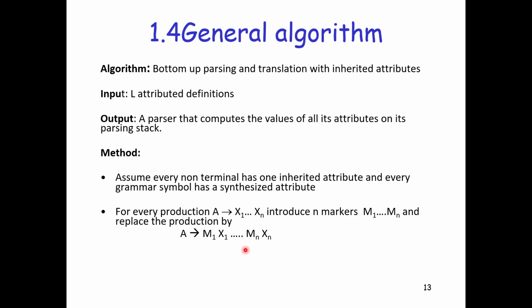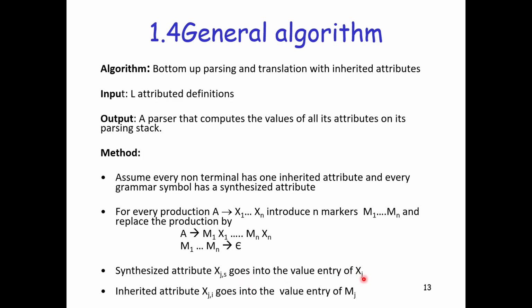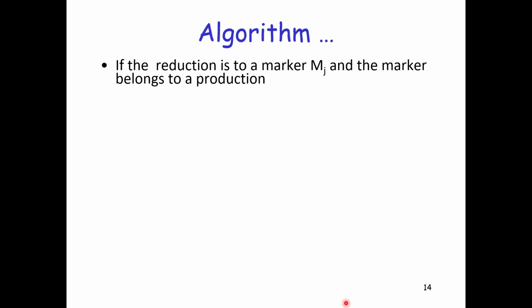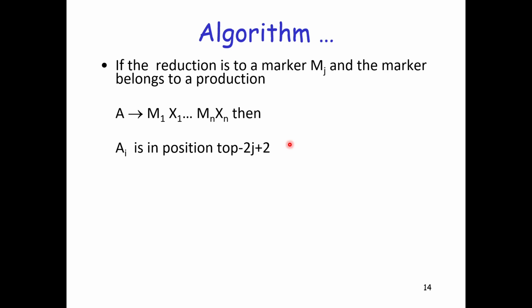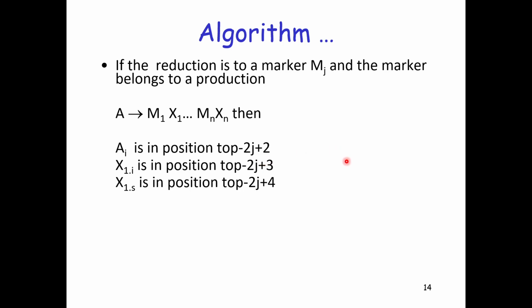To introduce the markers, we have already seen this, and whenever the markers are introduced, we have to introduce the production m1 etc mn gives epsilon. Synthesized attribute goes into the value entry of xj, and inherited attribute will go into the value entry of mj. That is the important thing we have to remember. So whenever the reduction is made to a marker mj and the marker belongs to the production A gives m1 x1 etc mn xn, then A.i will be in the position top minus 2j plus 2 and xj.i will be in top minus 2j plus 3, xj.s will be in top minus 2j plus 4.